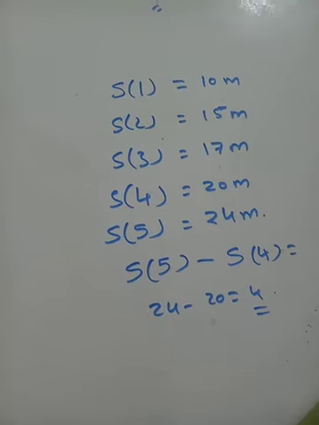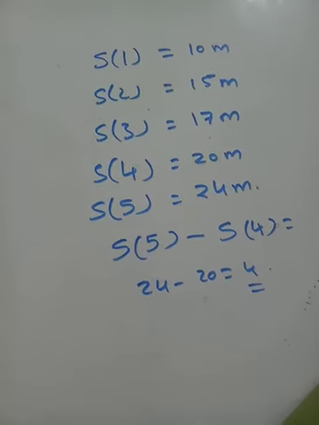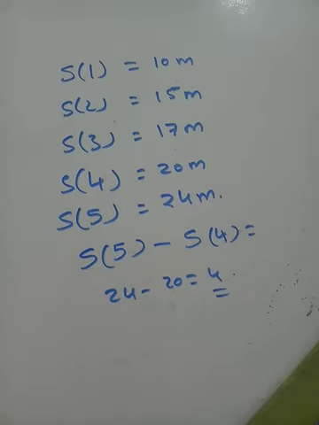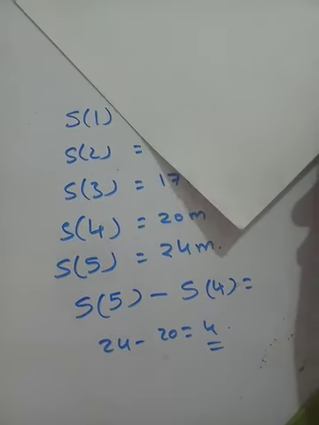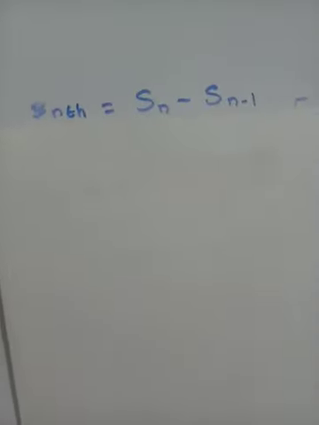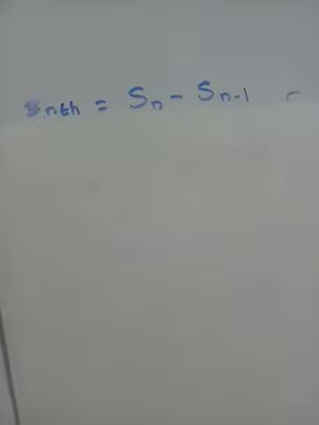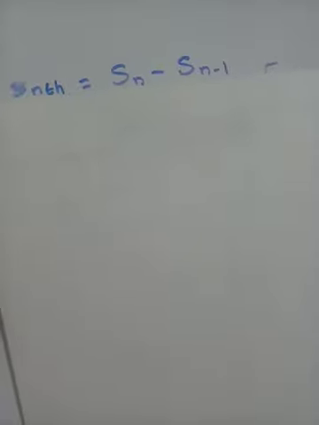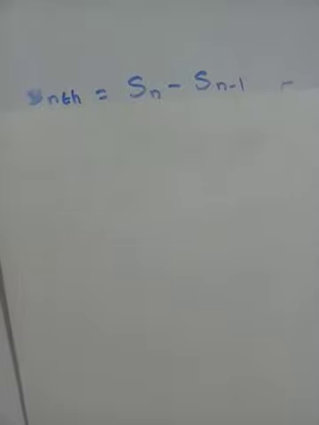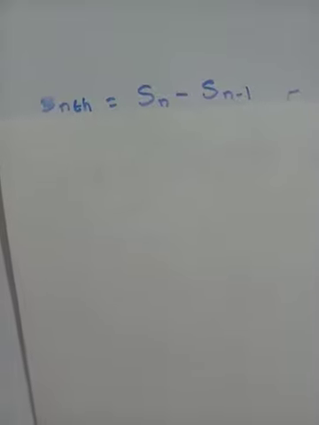Okay. Now, how do we derive this formula? It has a little bit of algebra involved in it. So the very first thing, this is our concept. Snth, what is Snth? It is the distance covered in n seconds minus the distance covered in n minus 1 seconds. Such as, if you want to find the distance covered in the 4th second, it is the distance covered in 4 seconds minus the distance covered in 3 seconds. In the same way, Snth is equal to Sn minus Sn minus 1.